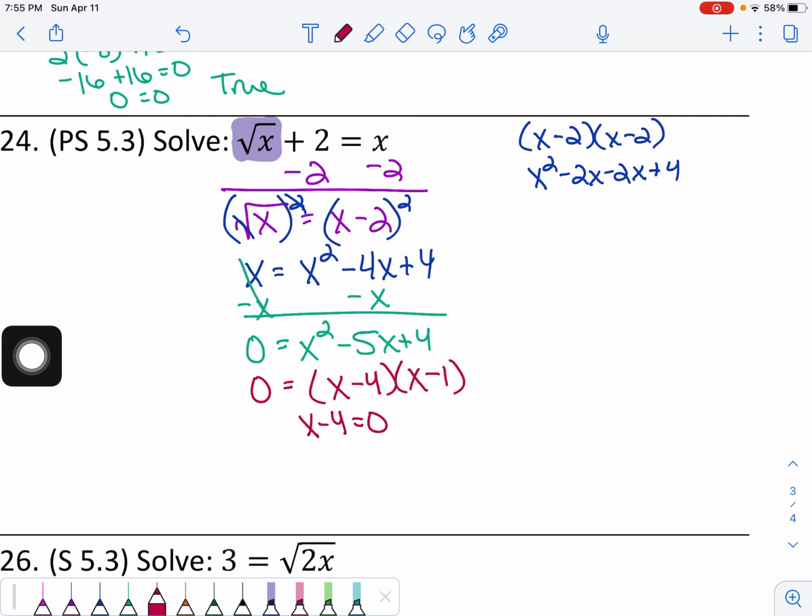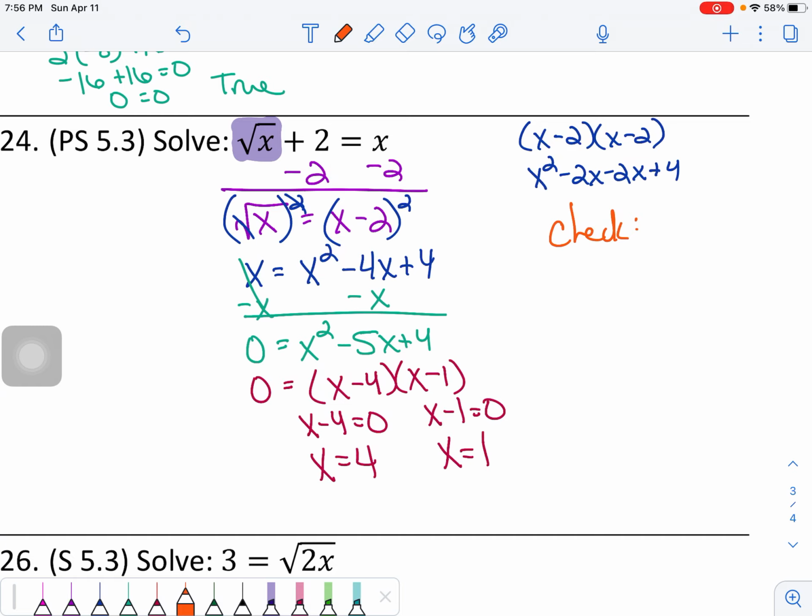So take each factor, set it equal to 0. And each one of these is going to get me a possible answer. So x could equal 4 or x could equal 1. However, I have to check my work. All right. So off to the side here, I'm going to do my check. I'm going to check x equals 4 first. It doesn't matter which one you check first. You have to check them both. All right.